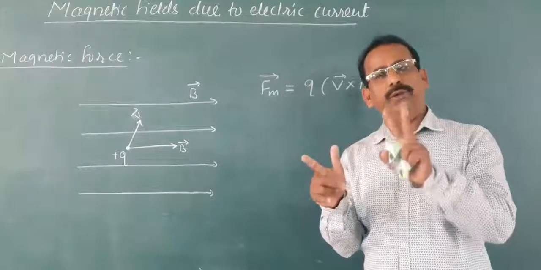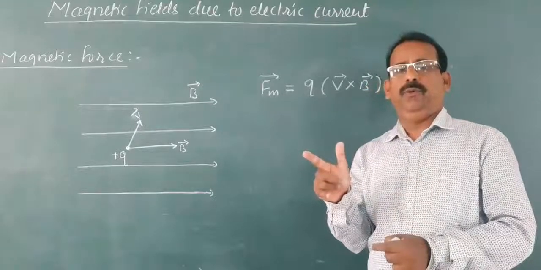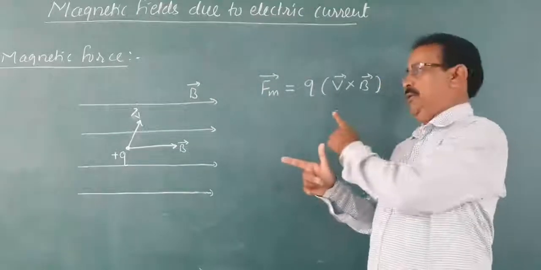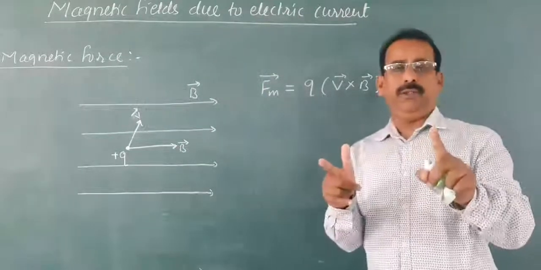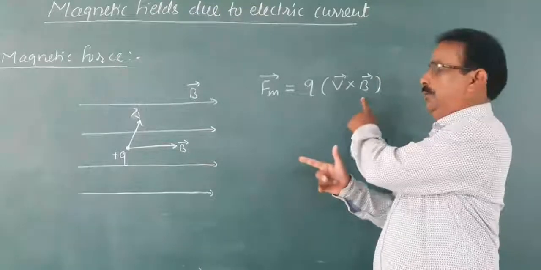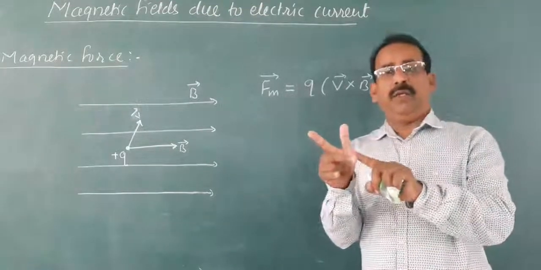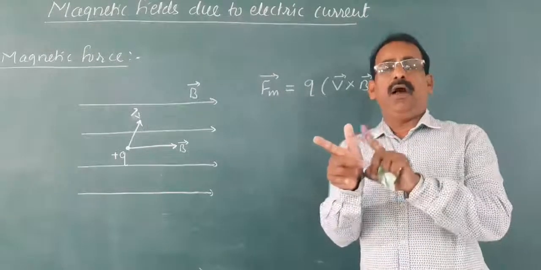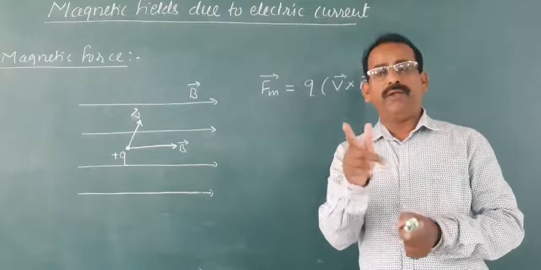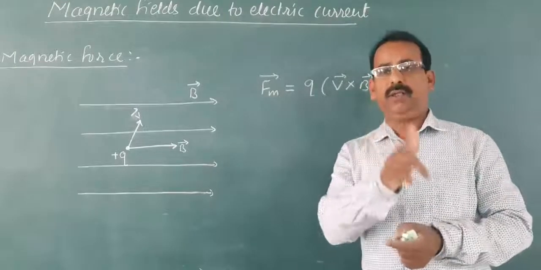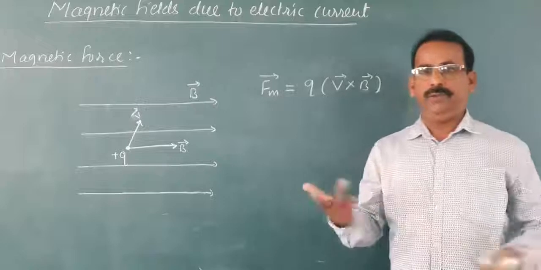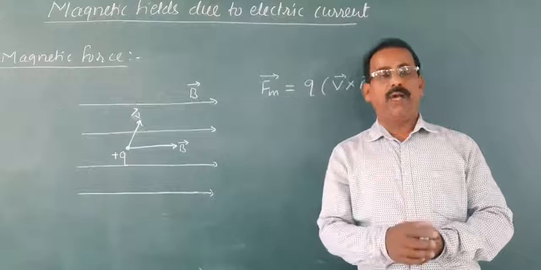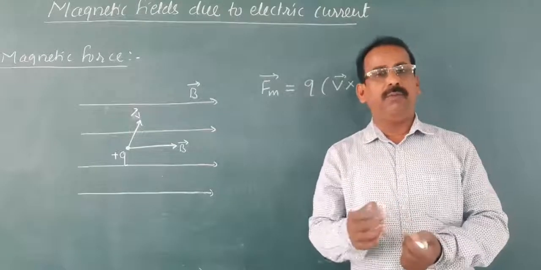Take two consecutive fingers, so that the forefinger represents the direction of the velocity vector. Then the middle finger represents the direction of the magnetic field vector. Then the thumb will give you the direction of force acting on that electric charge. This is the right-hand rule. We can decide the direction of magnetic force acting on a moving electric charge with the help of the right-hand rule.